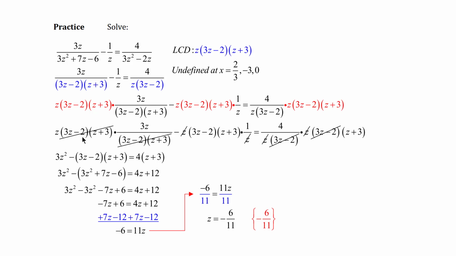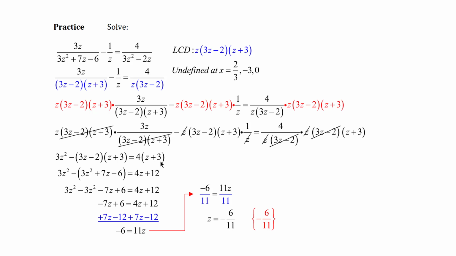For the first term, we cancel out the 3z minus 2's and the z plus 3's. We get z times 3z, which is 3z squared. For the middle term, we could cancel out the common factors of the z's. We get (3z minus 2) times (z plus 3) times 1, which is just (3z minus 2) times (z plus 3). For the last term, we could cancel out the z's and the 3z minus 2's. We get 4 times (z plus 3).